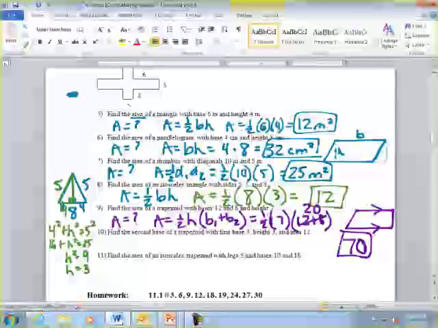The 20, 1/2 times 7 times 20 is 70. Okay.